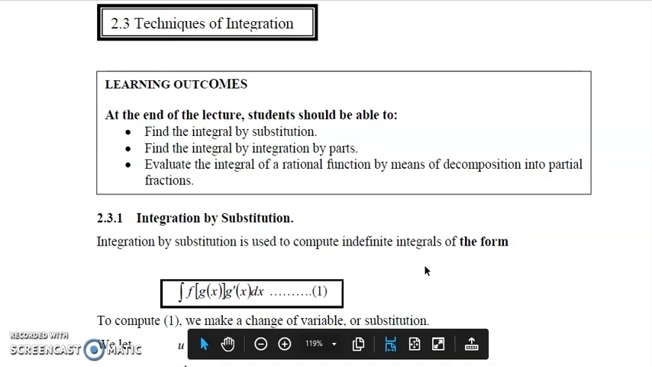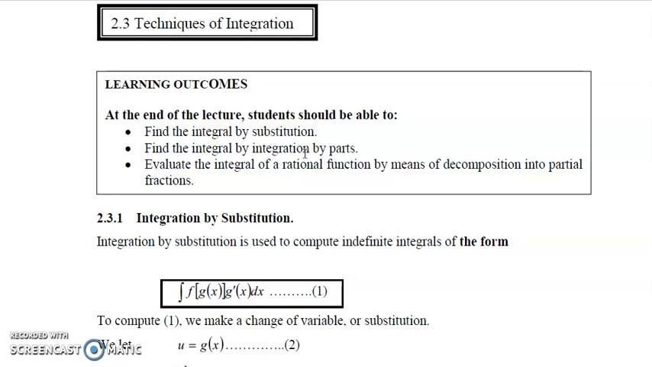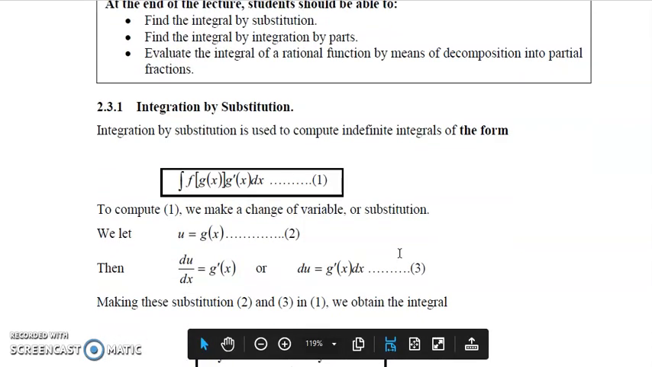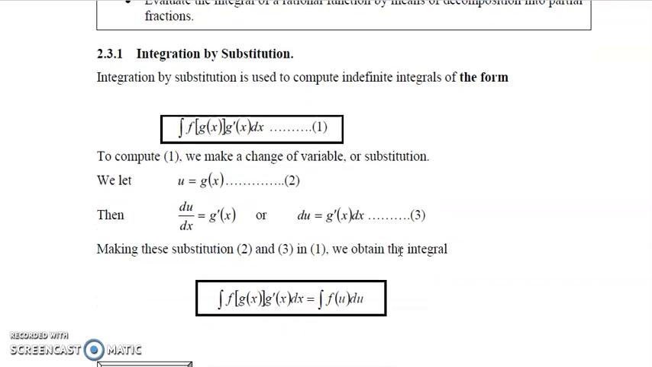Subtopic 3, techniques of integration. You have 3 techniques: substitution, integration by parts, and integral for partial fraction. So let's see together about the substitution method. Actually, you already learned it before, so maybe just some revision for you.